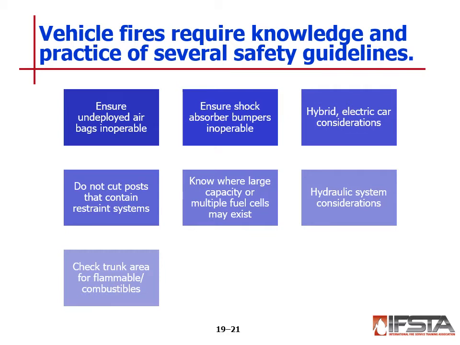The pyrotechnic seatbelt restraints, in particular, can cause us harm if we cut through them. So know where large capacity or multiple fuel cells may exist. With tractor trailers, they're generally the saddlebags on either side of the cab behind the driver. Other clues that we may be dealing with larger or multiple fuel tanks include very large pickups, like those with the fifth wheel adapter on it. They may carry more fuel.